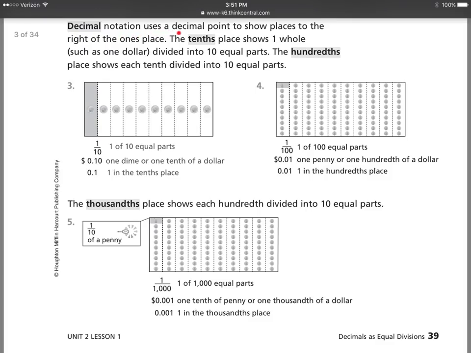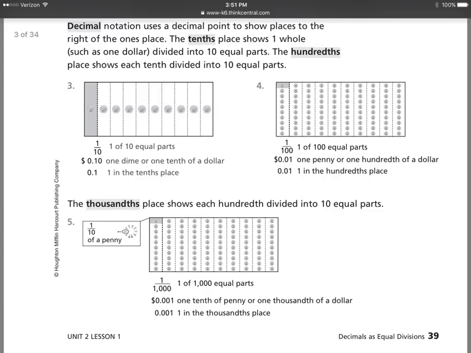Decimal notation uses a decimal point to show places to the right of the ones place. The tenths place shows one whole, such as $1, divided into 10 equal parts. Or the tenths place shows one whole, such as a pizza, divided into 10 equal parts. The hundredths place shows each tenth divided into 10 equal parts.